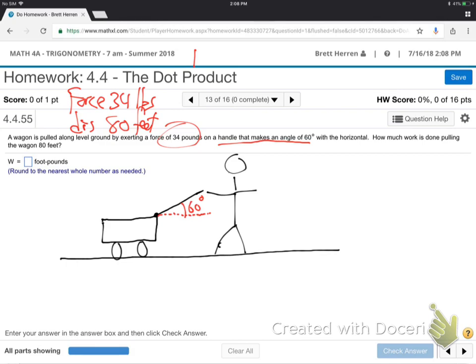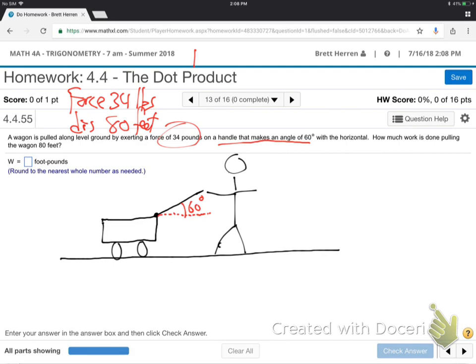Because they gave me an angle. It's got to be used. So why can't I just multiply 34 times 8? Isn't that what we just said? Work is force times distance as long as they're lined up. Right?